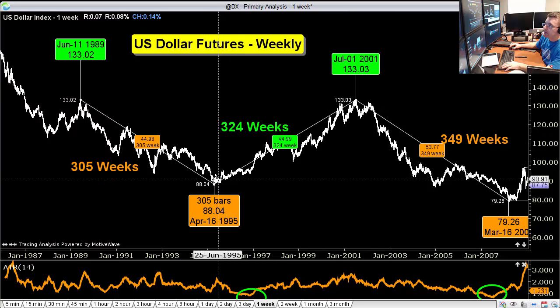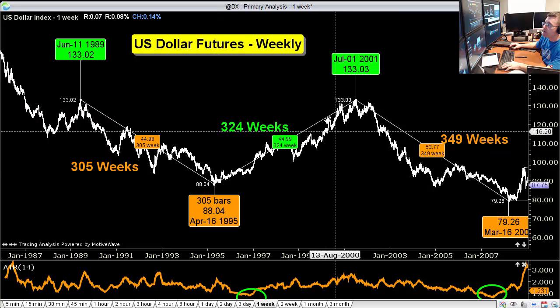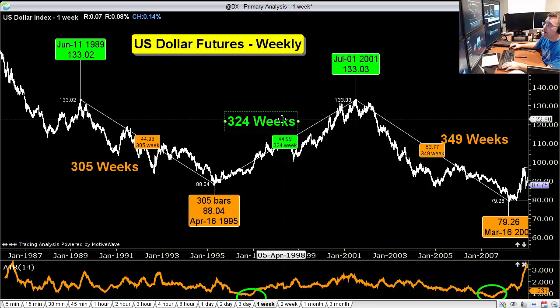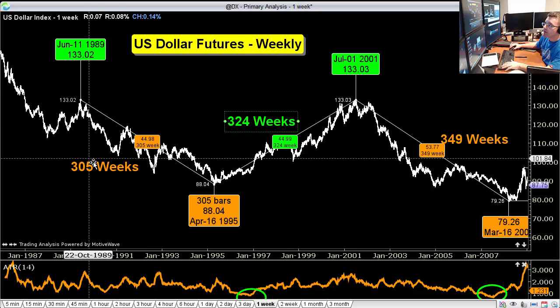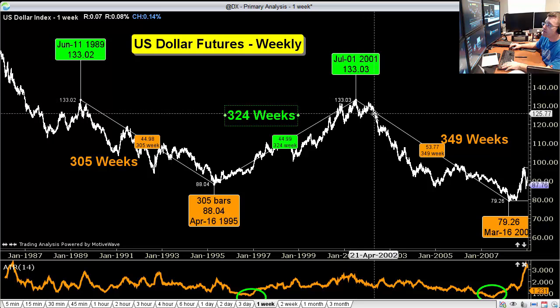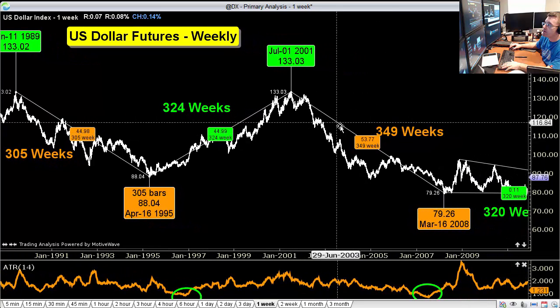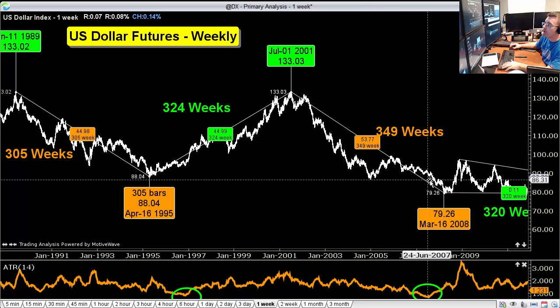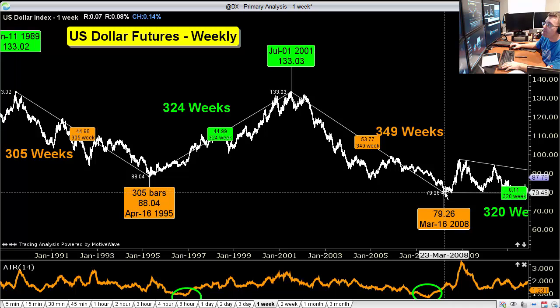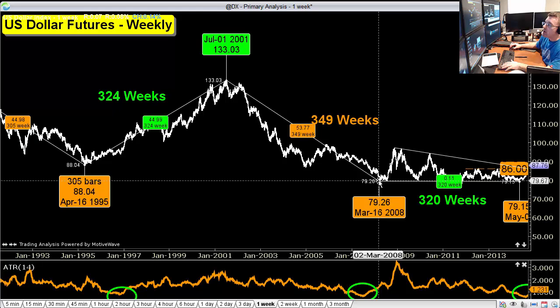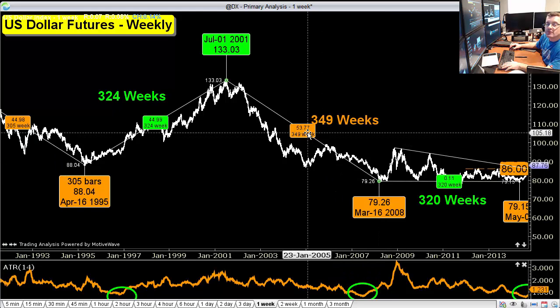Okay, so this is clearly a swing from 1995 up to the high of the Nasdaq top 2001. That was a rally of 324 weeks. So we got 305 weeks, 324 weeks. Then all of a sudden we start slashing rates, Greenspan slashing rates, no idea what's going on. And then we start going into the housing bubble there, and then this thing finally begins to pop. I'm going to call that the end of this swing. That one lasted 349 weeks.